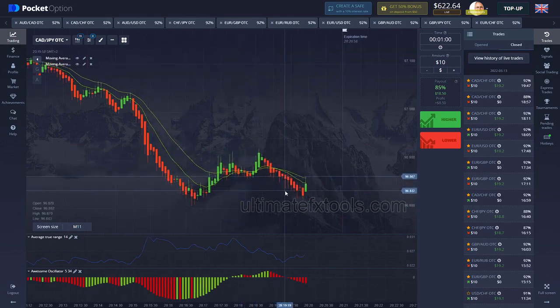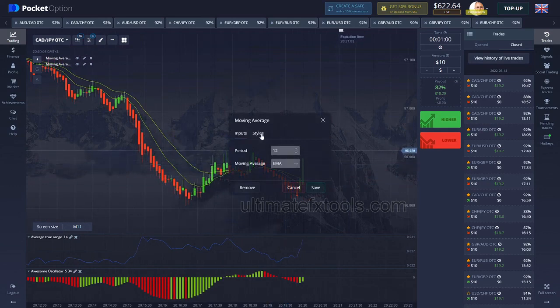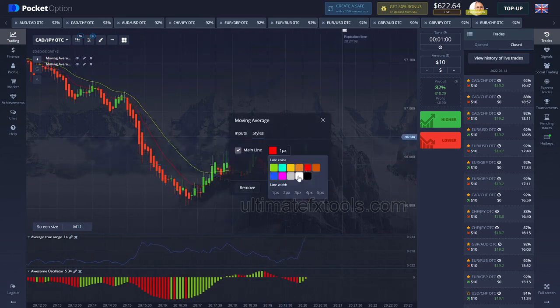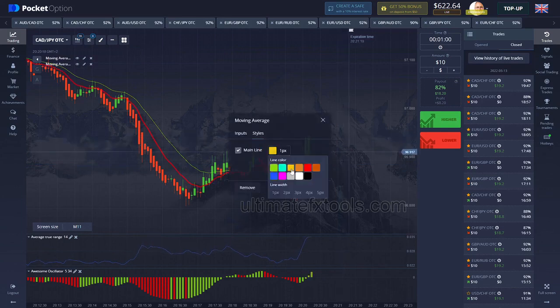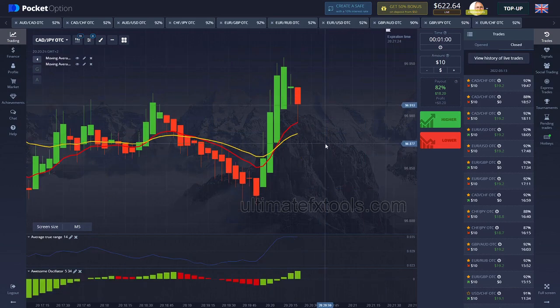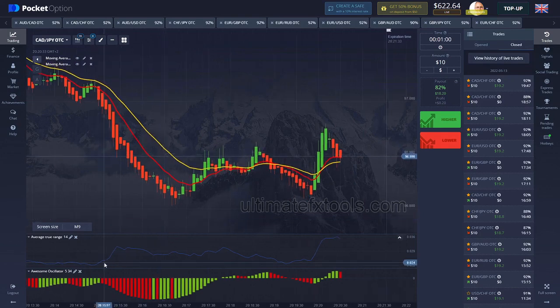Also, let's change the color and size of the moving average line, so that we can see clearly our strategy. You can choose whatever you want. We already set up our strategy.